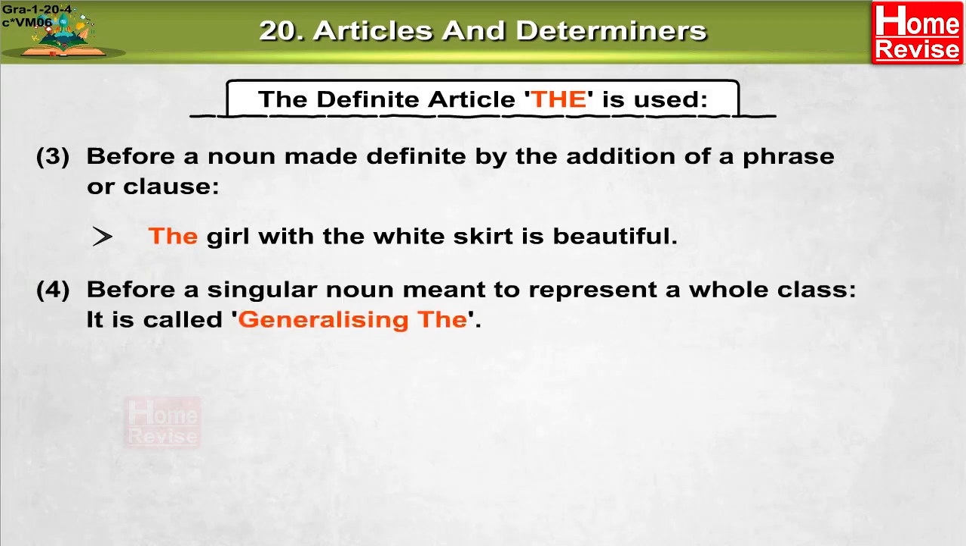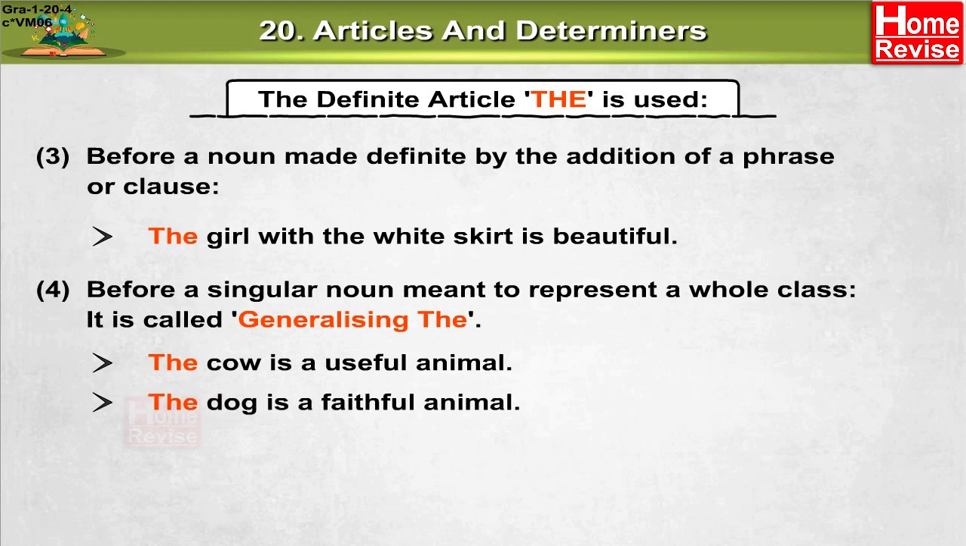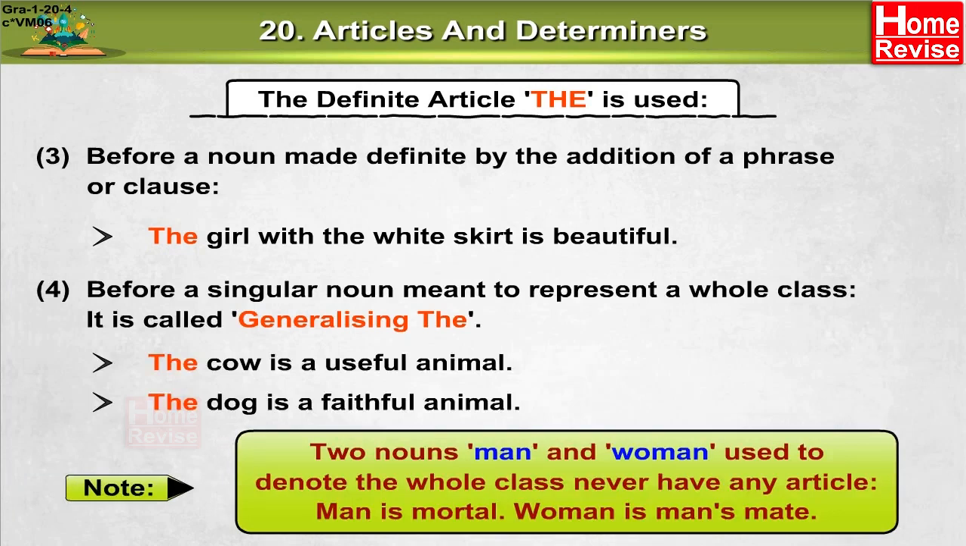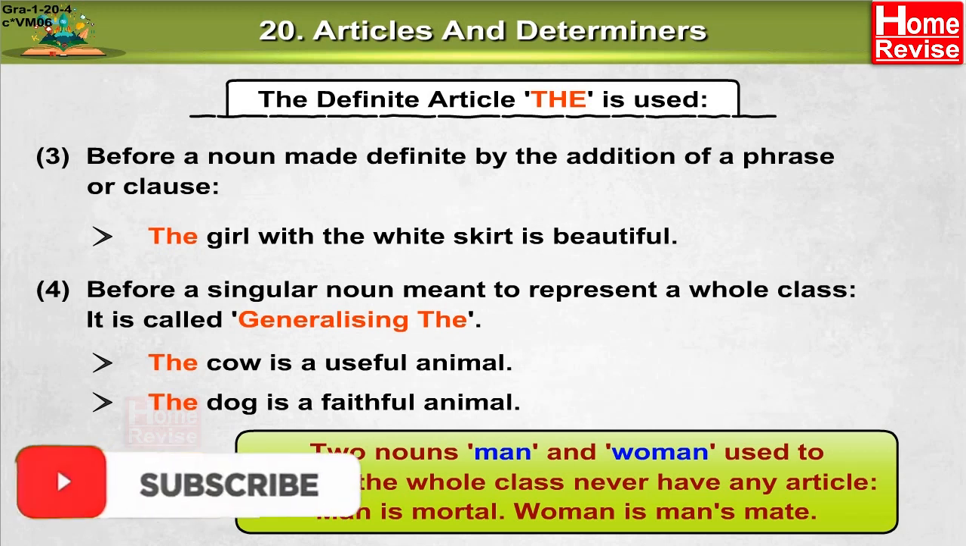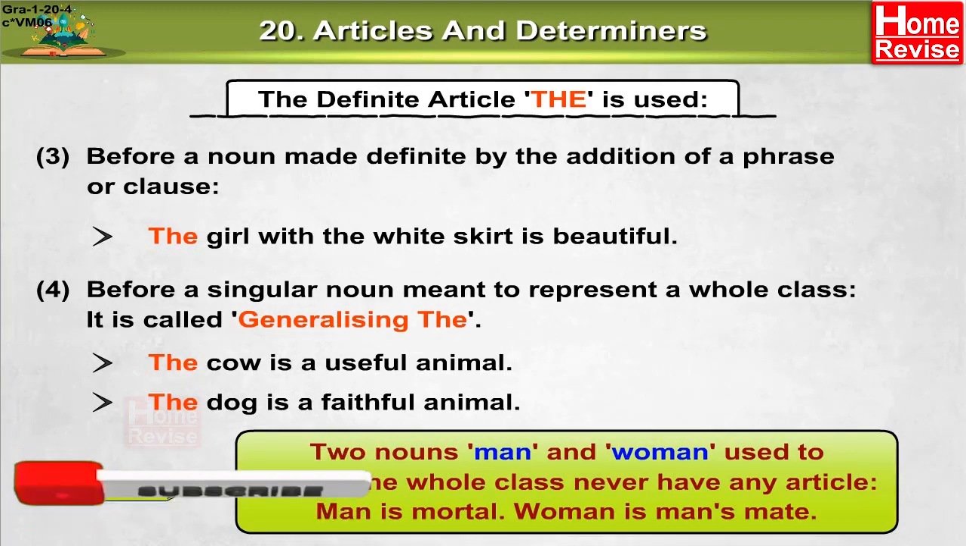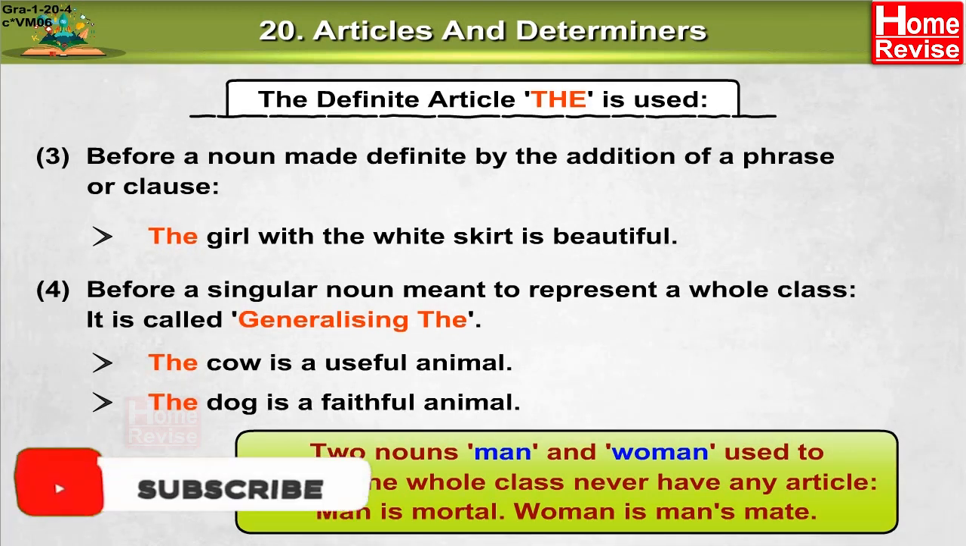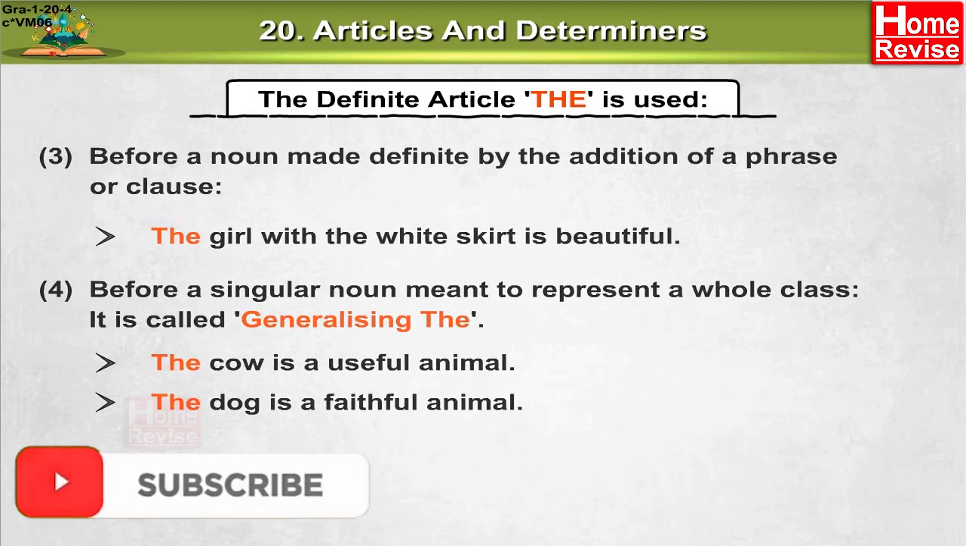4. Before a singular noun meant to represent a whole class. It is called generalizing the. The cow is a useful animal. The dog is a faithful animal. Note: two nouns, man and woman, used to denote the whole class never have an article. Man is mortal. Woman is man's mate.